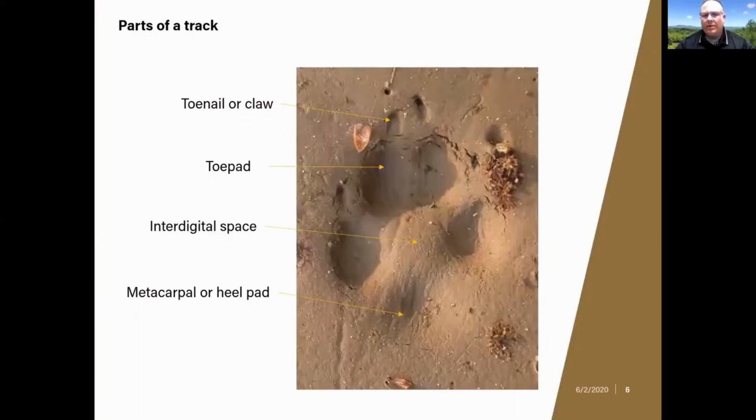So the parts of the track we have up here, we can show our toenails or claws. We have our toe pads or toes showing our digits, digitigrade. We have this interdigital space here, so that's the space in between the digits, also known as negative space when you're tracking. And then we have the metacarpal or heel pad. And those are pretty key components to identification.